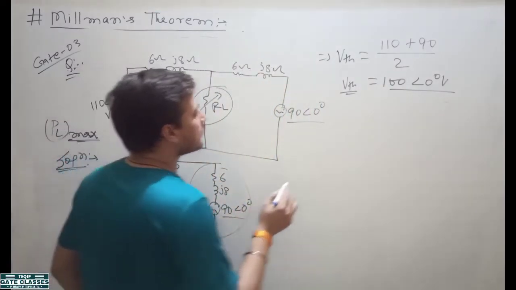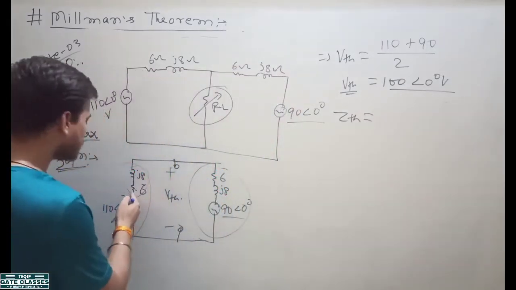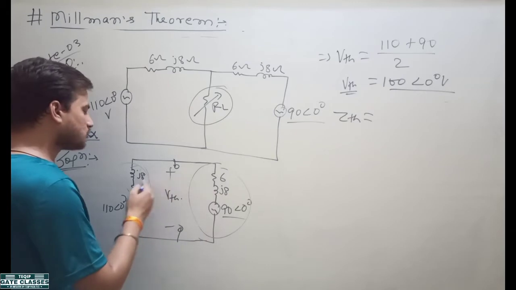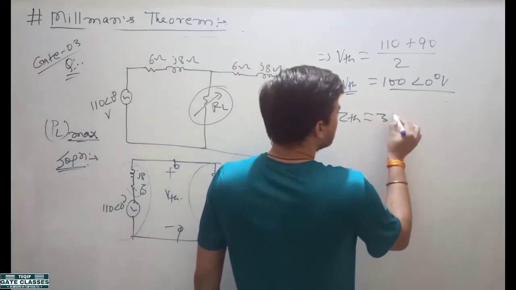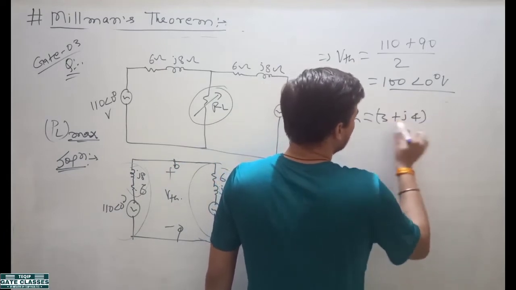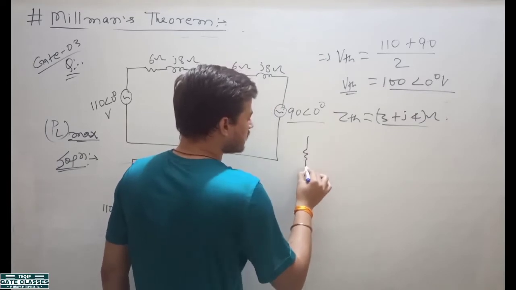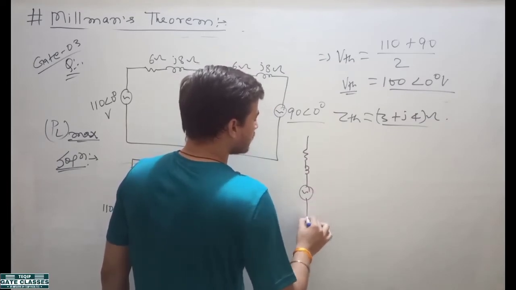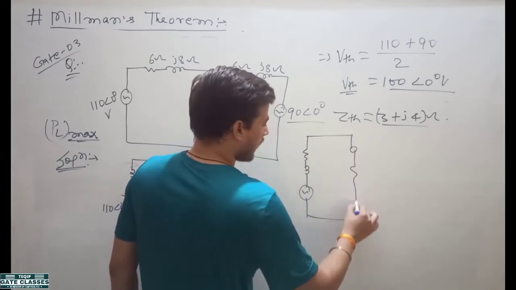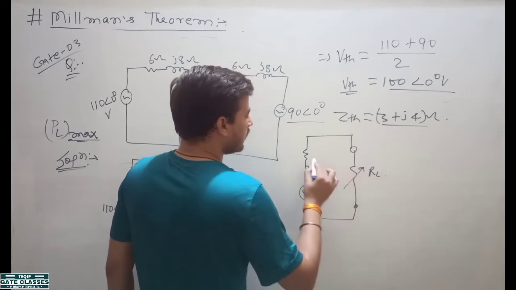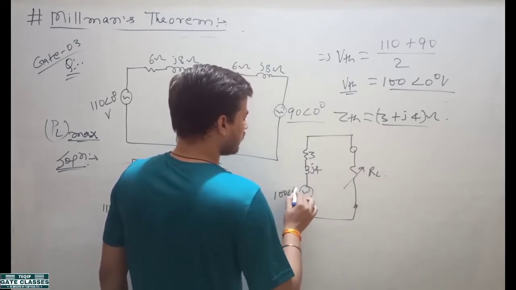Next we have to find ZTH. Here we will short these two sources. So two impedances are connected in parallel, and the equivalent will be 3 plus J4 ohm. Now I am redrawing the Thevenin circuit, and I have to connect a load resistance RL. Here it is 3 plus J4, and here it is 100 at the angle 0 degree volt.